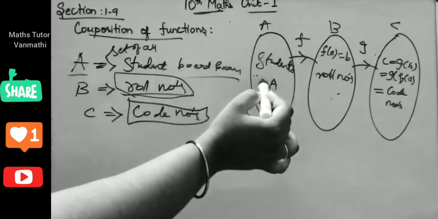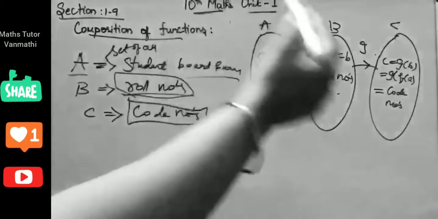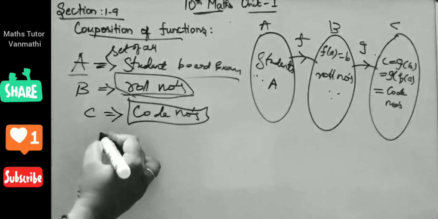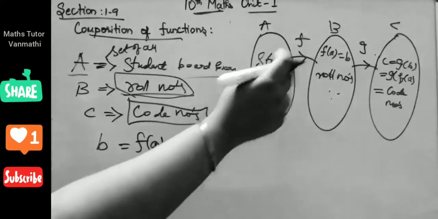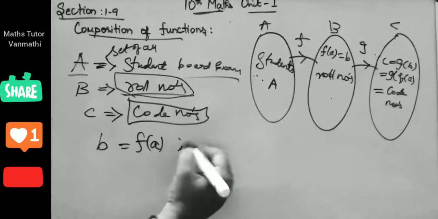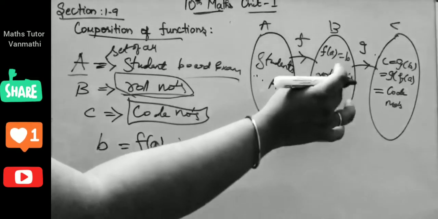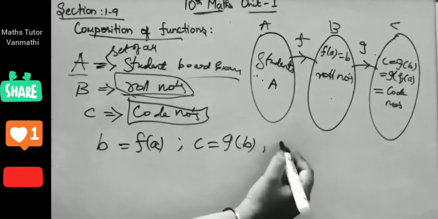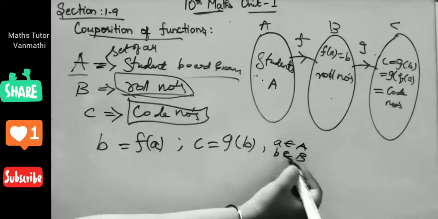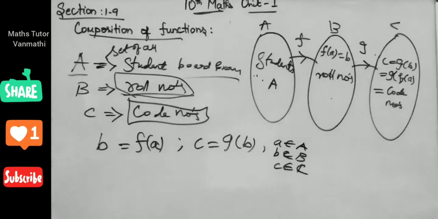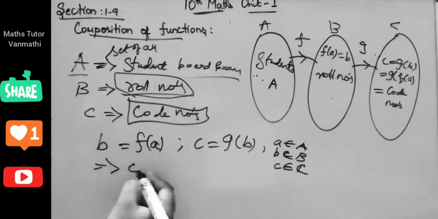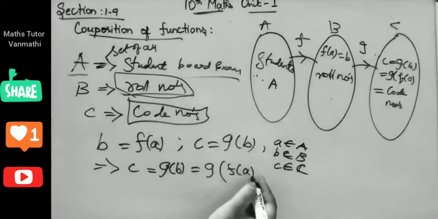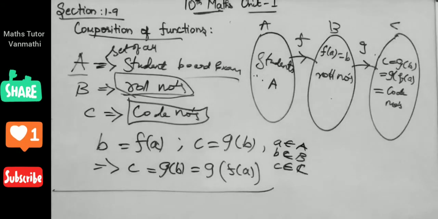Here the function f exists between students and roll numbers, and the function g exists between roll numbers and code numbers. Then B equals f of A, that is, from this you get the roll numbers. And C equals g of B, where g is the function from B to C. So you get g of B. Then from this, C equals g of B, which is g of f of A. This is the composition of two functions.